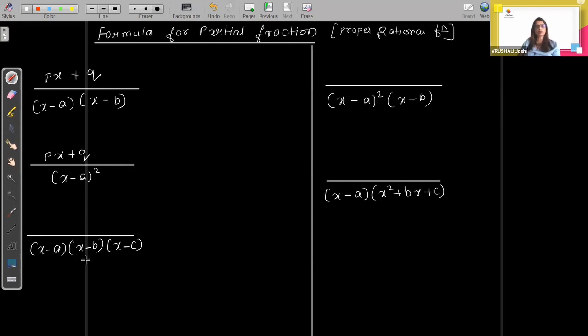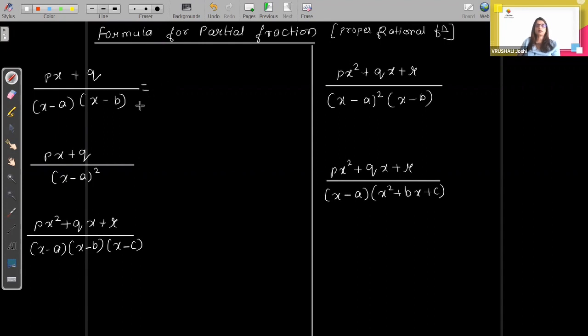Correct? Now for the cubic, the numerator can be at most px square plus qx plus r. Correct? This is also cubic, so what can the maximum be? The maximum is going to be px square plus qx plus r, correct? And what will be here? This will also be px square plus qx plus r.